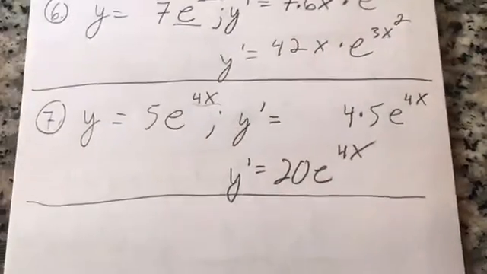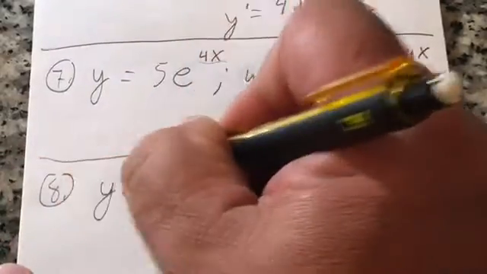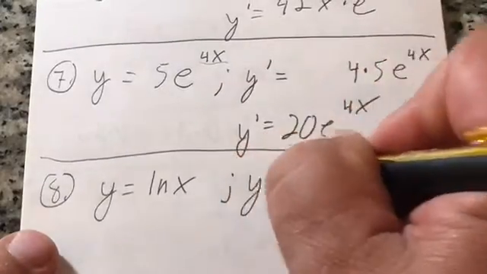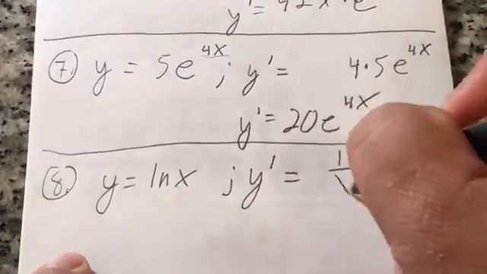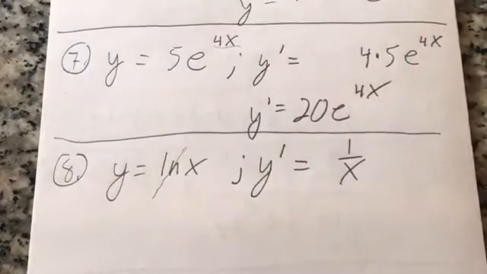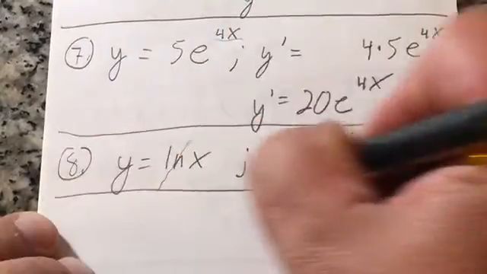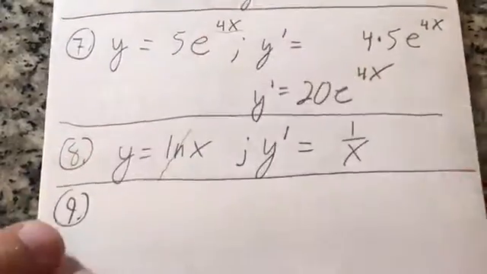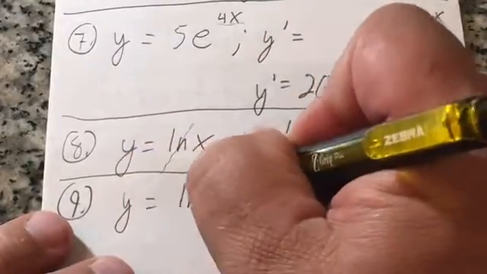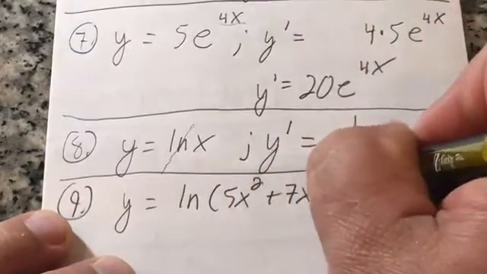Now, I'm going to go from e to ln. Number 8. Remember, y equals ln x. That derivative, y prime, is going to equal just 1 over x. Again, I believe I told you the memory mnemonic I use. I cross out the n, and that looks like 1 divided by x. Number 9. Y equals ln of 5x squared plus 7x plus 9.